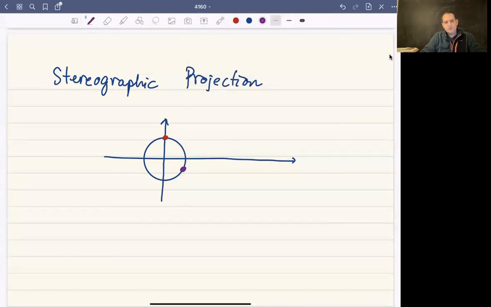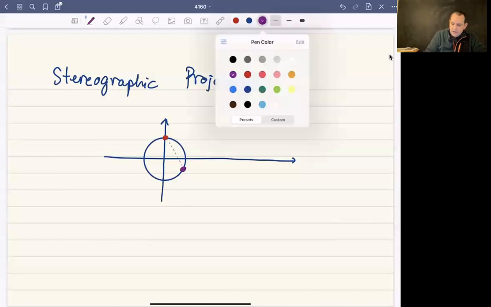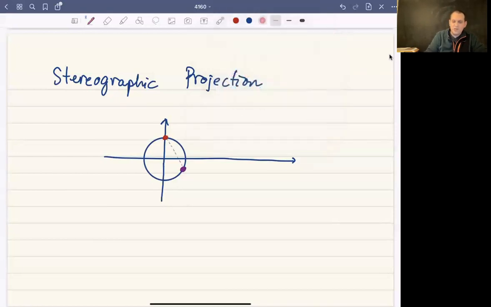And then what we're going to do is draw a line segment between the red point and the purple point on the circle. And in our case, this is what that segment looks like. And then we're going to look at what's the point on the horizontal axis that intersects that line segment. And that looks to be about here. Okay, so that looks to be about here.